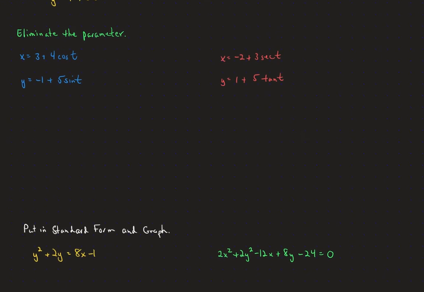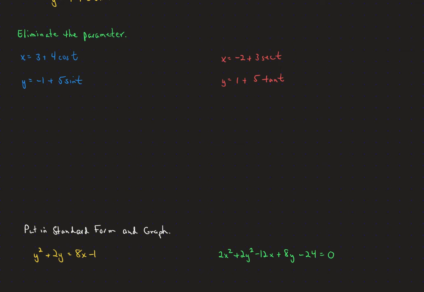Then we're going to eliminate the parameter. So let's remember our favorite trig identity: sine squared plus cosine squared is equal to 1. And then from that, if we divide through by cosine squared, sine squared over cosine squared is tangent squared. Cosine squared over cosine squared is 1, and 1 over cosine squared is secant squared. So we are also going to use the identity secant squared t minus tangent squared t is equal to 1.